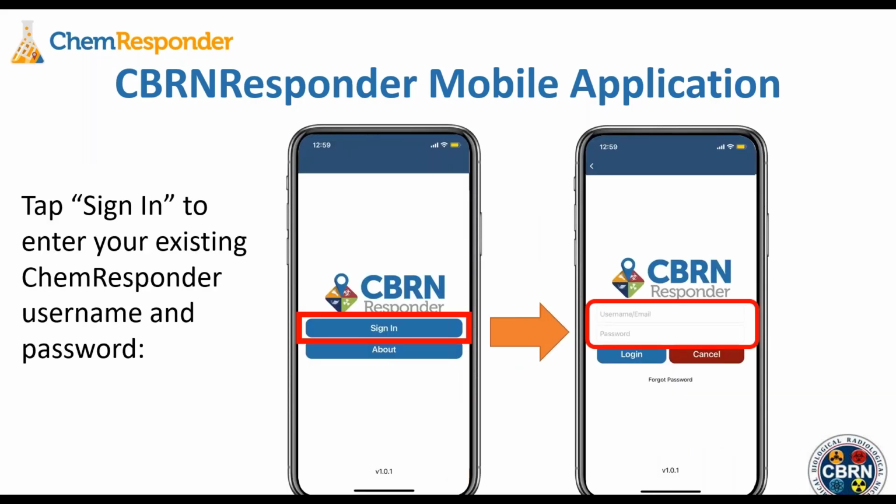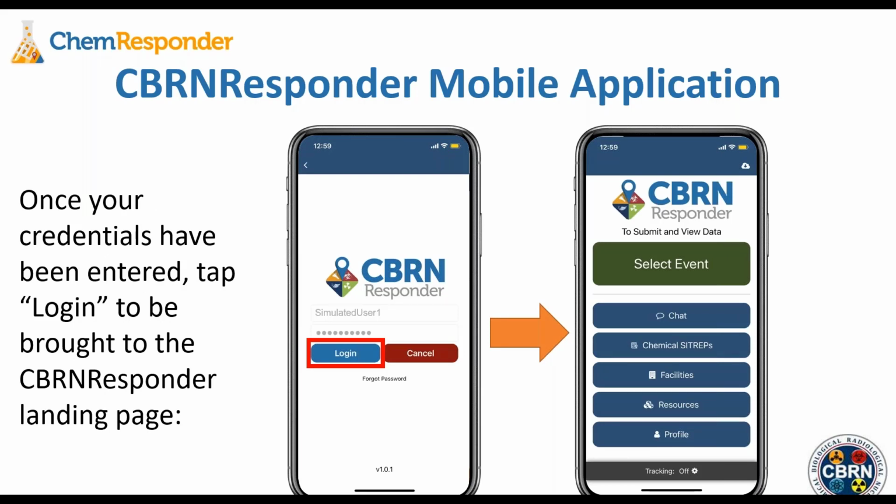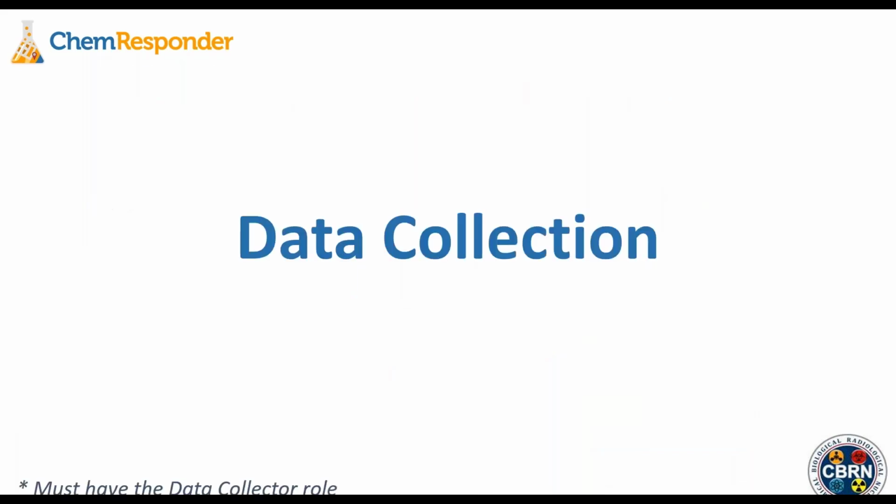So once you do have the app downloaded and installed, once you open it, you will sign in and you will enter your existing ChemResponder username and password. Once your login credentials have been entered, you will click log in and then you will be brought to the CBRNResponder landing page. Once you're in the app, you will be able to start collecting data here.